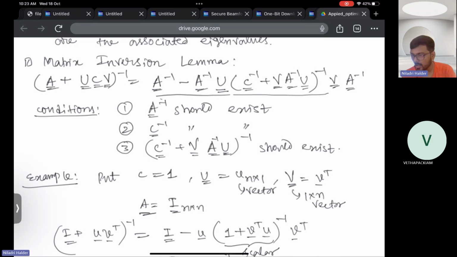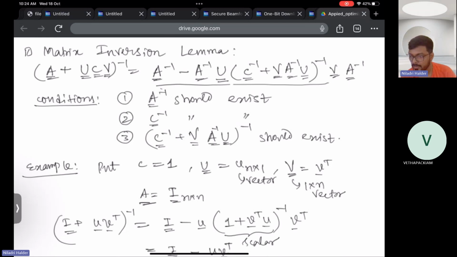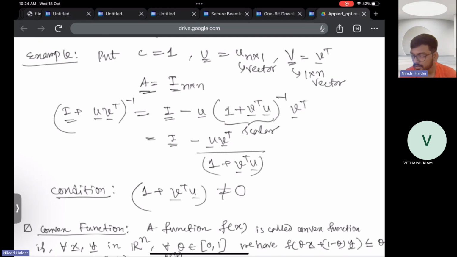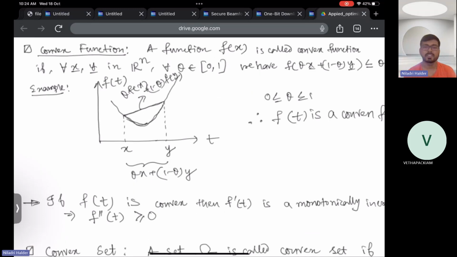So A inverse would also exist. For this lemma to be satisfied, A inverse would exist, C inverse would exist, and (C inverse plus V A inverse U) whole inverse would also exist. So these three inverses should exist. Then if you put C equal to 1, and U and V are just column and row vectors respectively, and A is an identity matrix, then you will get (I plus U V transpose) inverse is equal to I minus U V transpose divided by 1 plus V transpose U. And you can check that the determinant of I plus U V transpose is equal to 1 plus V transpose U.